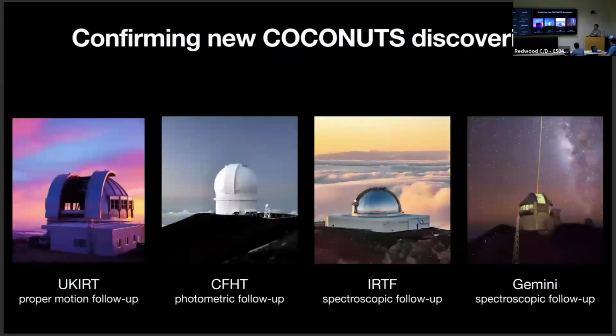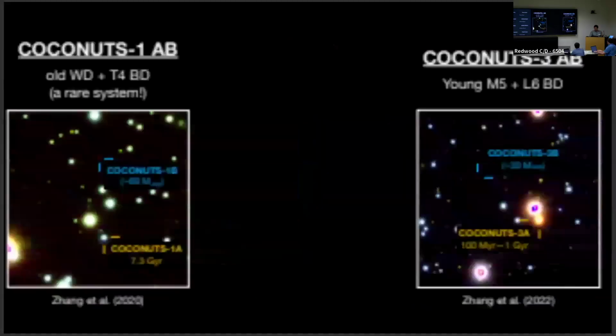The next step is the exciting part, which is to confirm these discoveries. To do that, I use all of the 4 telescopes here to gather proper motions, photometry, and spectroscopy. The spectra is important because it can tell us whether an object is a brown dwarf or a gas giant exoplanet. COCONUTS has found a lot of new companions.